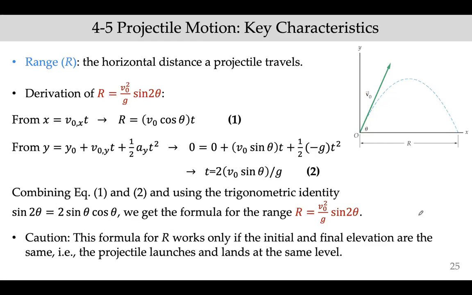Okay, now let's talk about range. Range is the horizontal distance a projectile travels. So if you have a trajectory like this, range will be this. If you throw something from the top of the building, let's say this way, and it will go like this, in this case, range will be this distance. So it's basically the horizontal distance that a projectile travels. Can we find a formula from the ones that we learned before, a particular formula for range? The answer is yes.